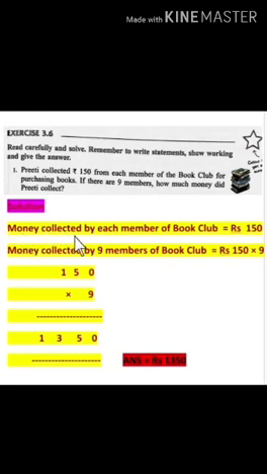Money collected by each member of the book club equals rupees 150. Money collected by 9 members of the book club, rupees 150 multiply 9. You have to show the multiplication and get the answer. 9 zeros are 0, 9 fives are 45, then 4 you carry, and 9 ones are 9, and add 4, then 13. So the answer is rupees 1350. You have to write the answer also. I hope you have understood. You can make the statement this way.